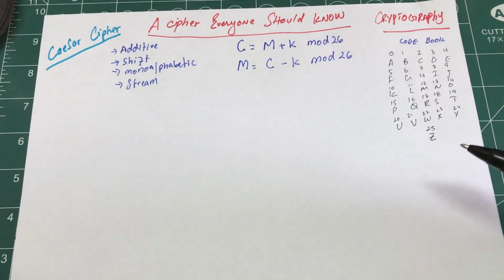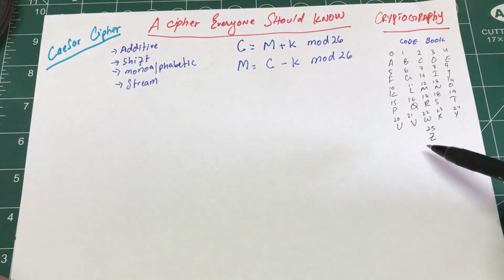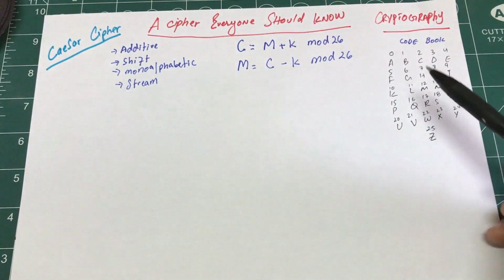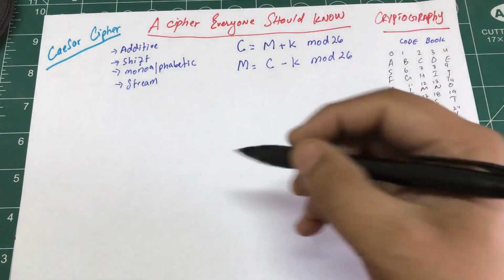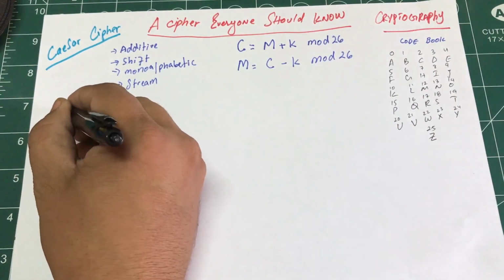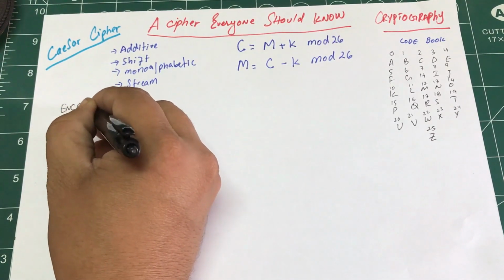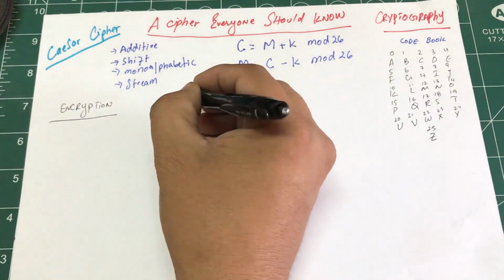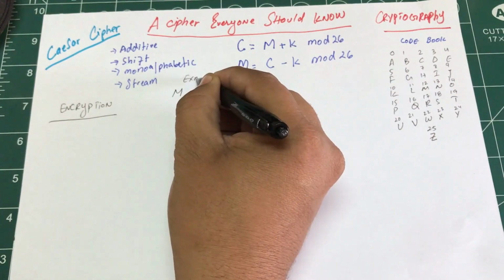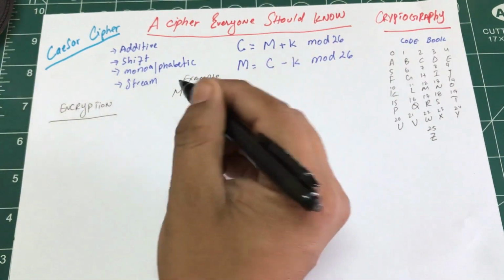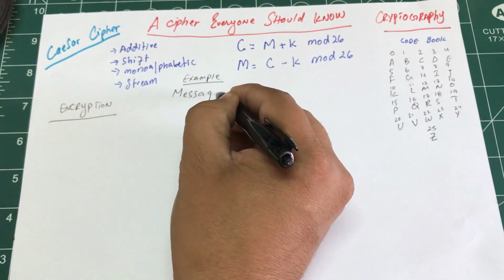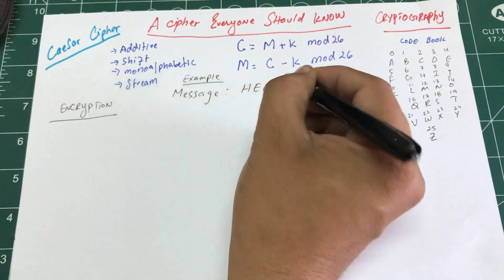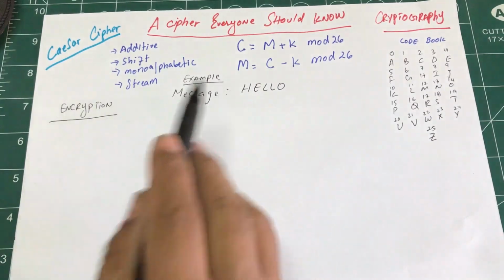In this code book, I have alphabets from A to Z and assign them values. So A is 0 and so on, all the way up to 25. There are 26 alphabets in the English language. So let's do encryption, and then we will do decryption as well. Let's say I have a message. Here's my example. Let's do a small message: HELLO. We want to encrypt this message.